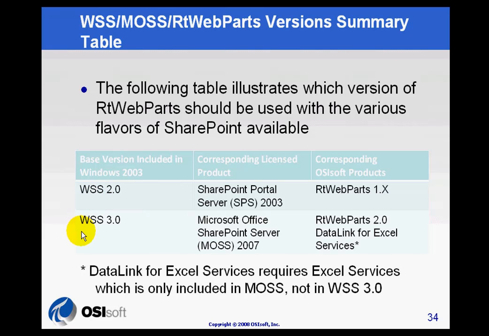Now, if you look at our current offerings, if you've got Windows SharePoint Services 3.0, you will need that in order to run the current version of RT Web Parts. Now, if you've gone the extra mile and bought MOSS as well, you get better integration, because in addition to all the new RT Web Parts 2.0 stuff, you can use DataLink for Excel services. That supports putting DataLink data, report information from PI server and other data sources into a spreadsheet that's then shown on a web page using Excel services. And that is only going to be available to you if you have MOSS.